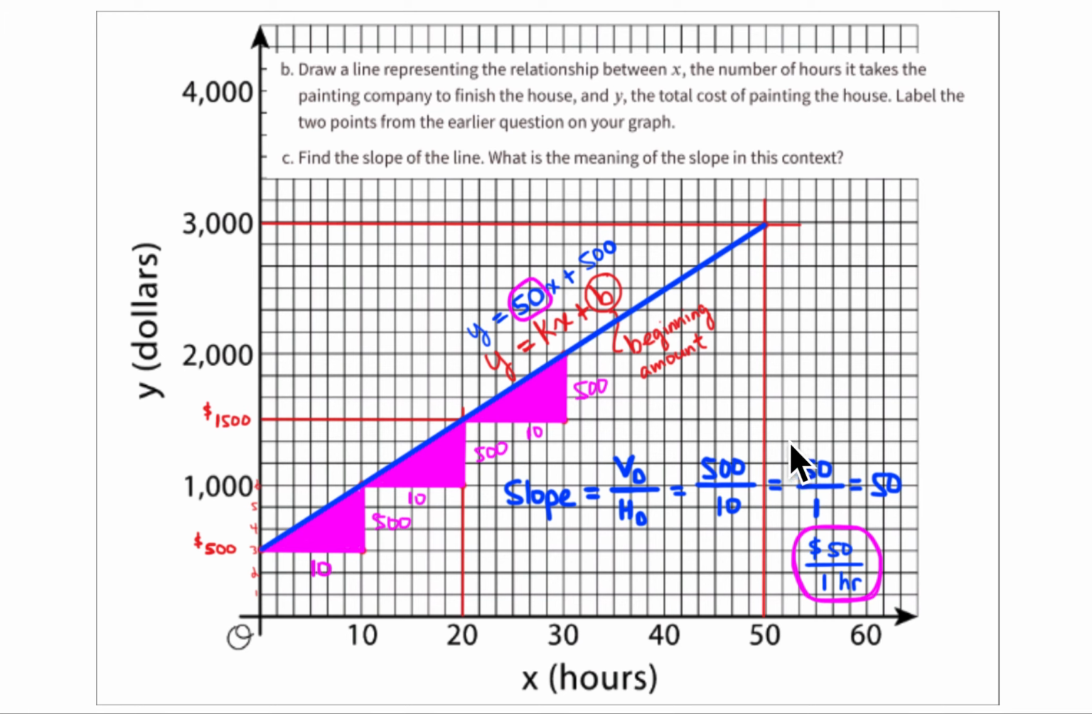And where does that show up in the equation? It shows up right here. $50 per hour times the number of hours plus $500 for the supplies is going to give you your total cost, or the value of y, which is on this y-axis this way. So $500, $1,500, and $3,000 if you use those 3 points. All right, so this is problem number 2.